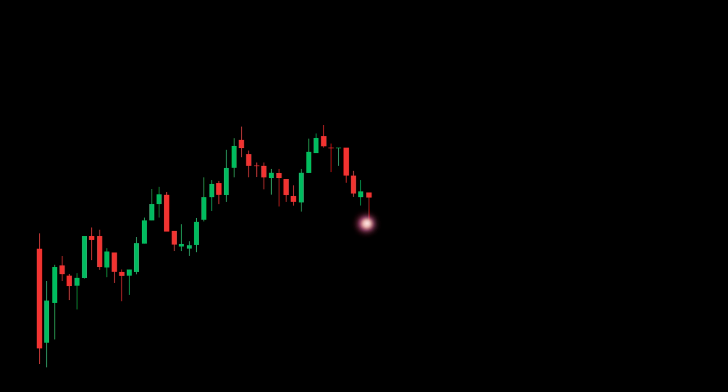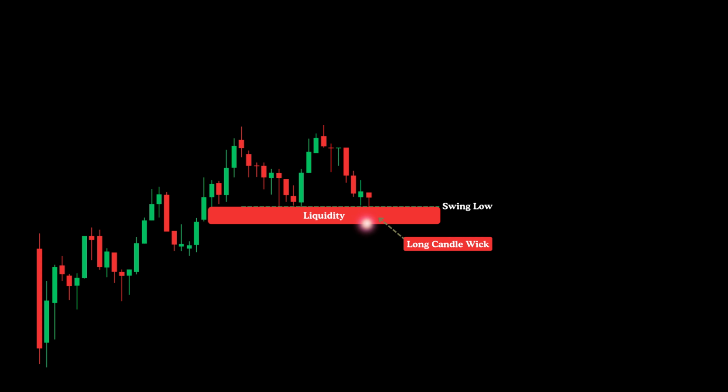Now, let's look at another example. Here, the price is steadily moving upward, forming higher lows. However, after some time, the price breaks below its prior swing low with a long lower wick candle and, after sweeping liquidity, moves higher once again.